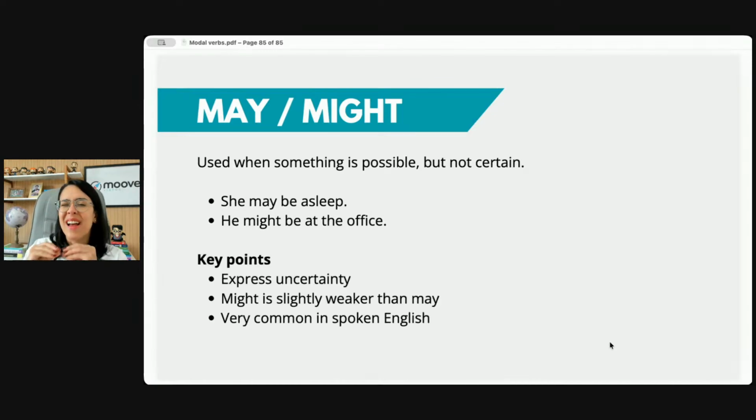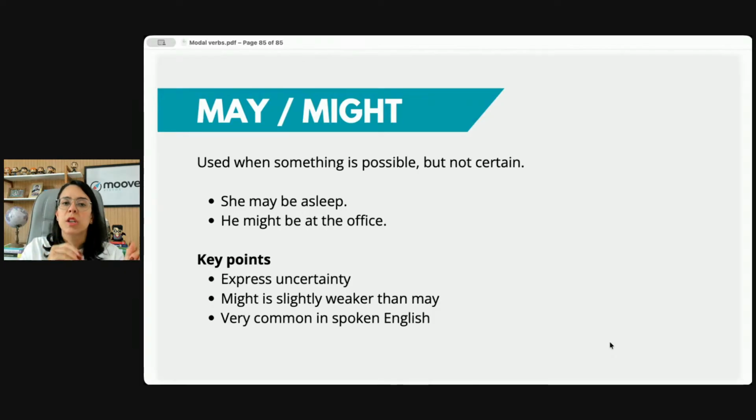Might is slightly weaker than may, but again, use it the way you want. It can vary. It doesn't make a big difference. It is very common in spoken language in this situation. Both are, okay, when we are expressing uncertainty. So, guys, this is it.